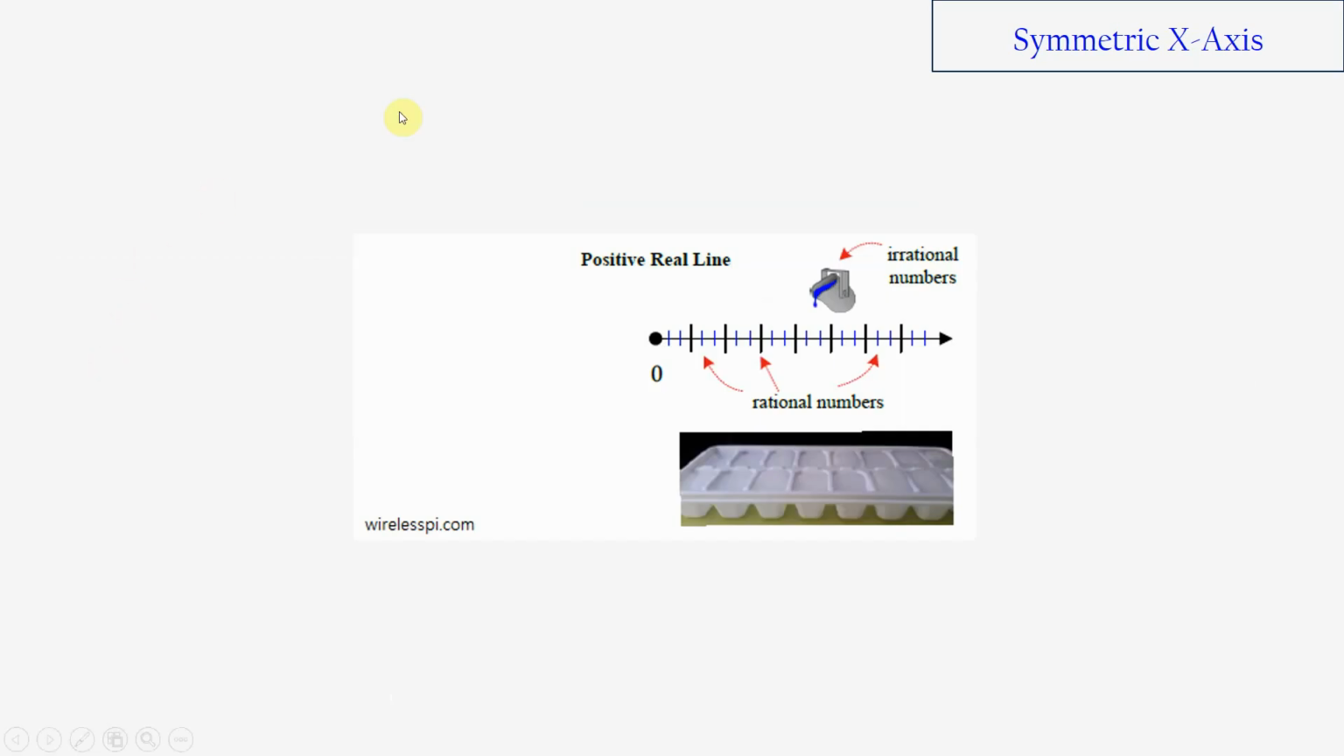These irrational numbers filling the space between rational numbers is like filling water into an ice cube tray. The union of rational and irrational numbers forms the positive real line. You have noticed the absence of negative numbers in the left half here. This was deliberately done as negative numbers are in a league of their own.